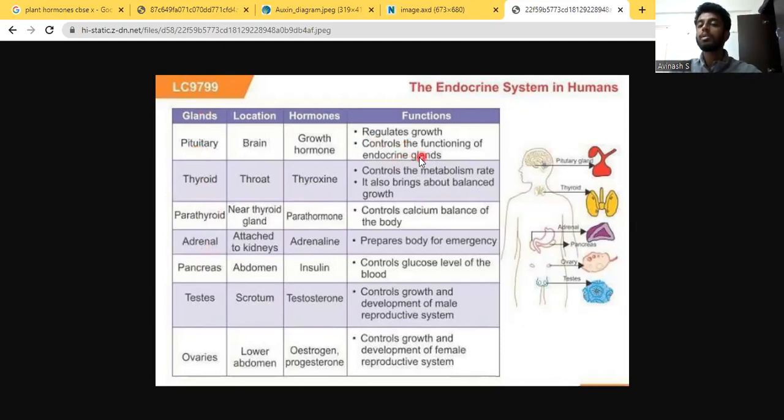That's why they have given control of the functioning of the endocrine glands. These are all endocrine glands, as I told you in the beginning. This is the endocrine system. So it also controls the functioning of all the other hormones. This is like a controller of all the other hormones also.